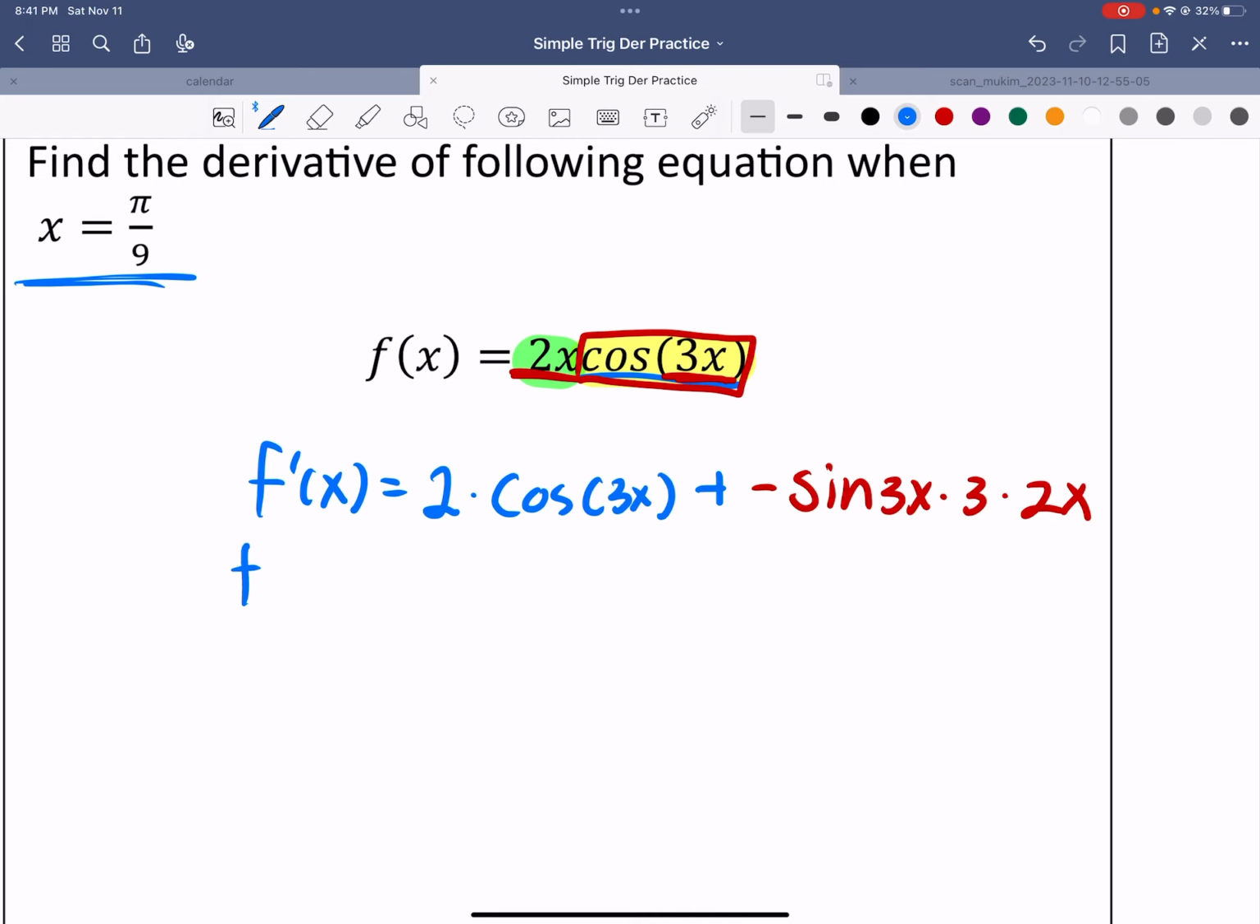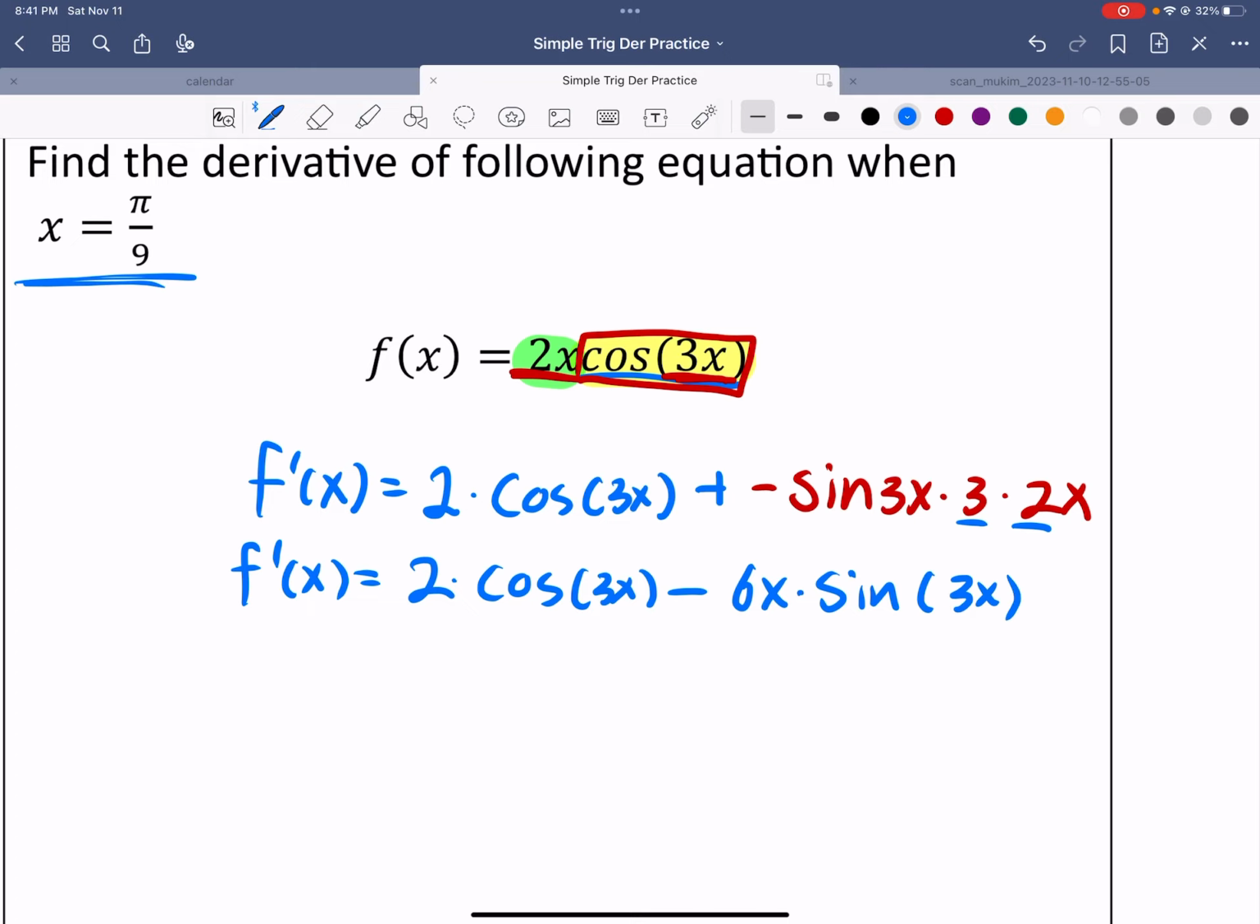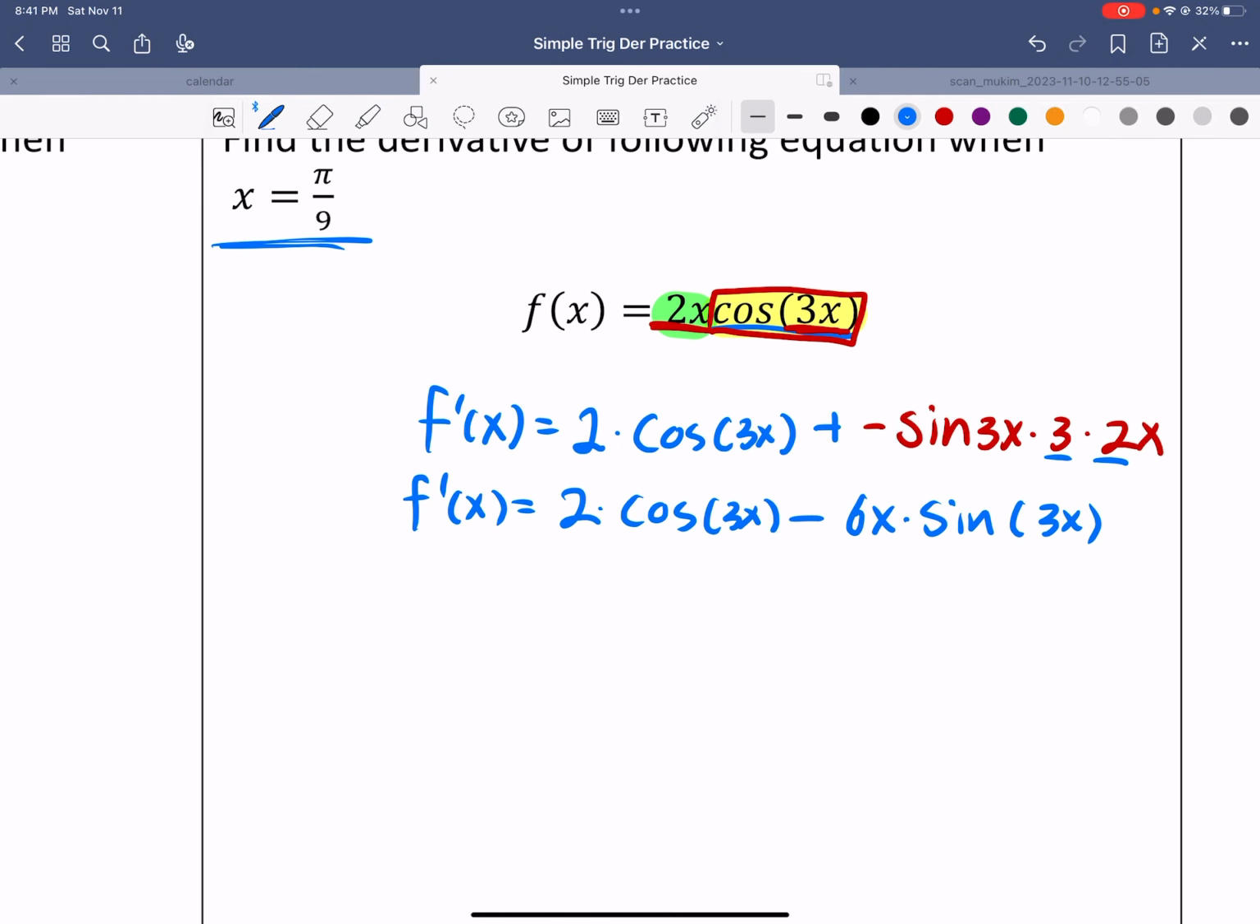Before I plug this one in, let me simplify this one. So that's 2 times cosine of 3x minus 3 times 2, which is going to be 6. So it's going to be 6x times sine of 3x. Now let's plug it in. So now I'm going to plug in pi over 9. It's going to be 2 times cosine of 3x, with x as pi over 9. So 3 pi over 9, I'm going to plug in.